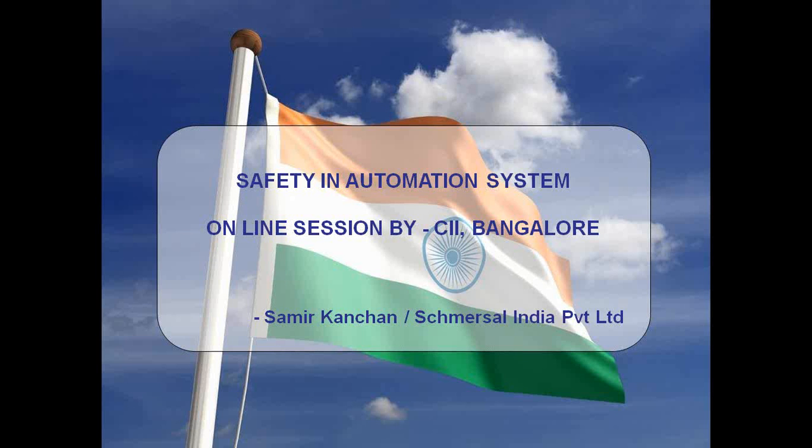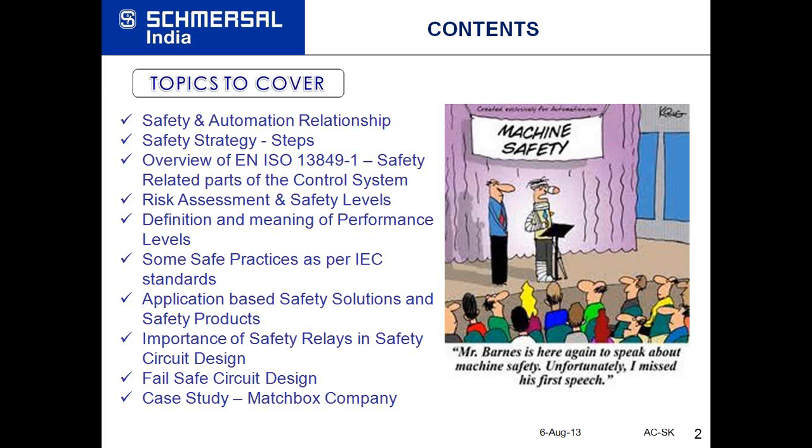These are the contents of this topic, which I will be taking mainly. Safety and automation relationship, how they are related to each other. Then we will talk about how to implement safety on a system, on a machine, in a process. Then I will also discuss an overview of the new standard which talks about the control system of safety. And this new standard is to do with the safety control system.